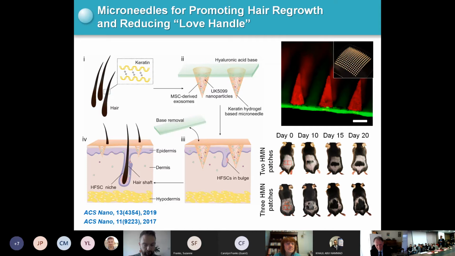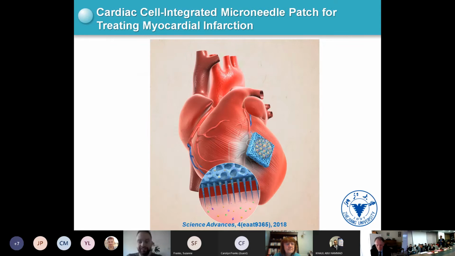And later on, we also apply the patch for promoting hair growth or reducing the love handle, so for different applications. So here is the patch actually made from the protein from the hair, and you can see here they can effectively promote the hair growth associated with the mice. And we can also apply some minimally invasive surgery to put the patch to the heart, and they can also perform the local delivery of the drug to treat the myocardial infarction.